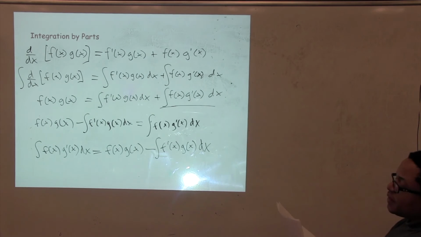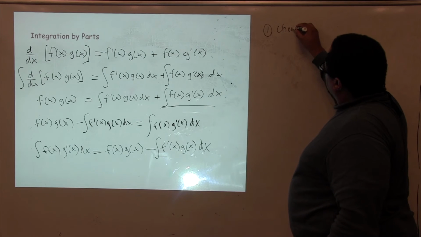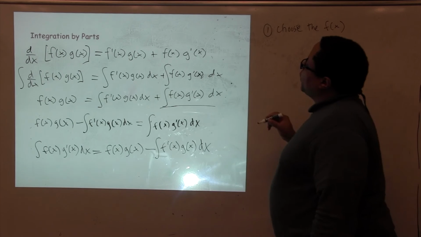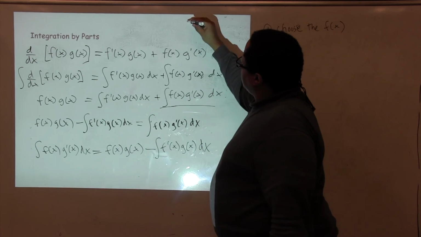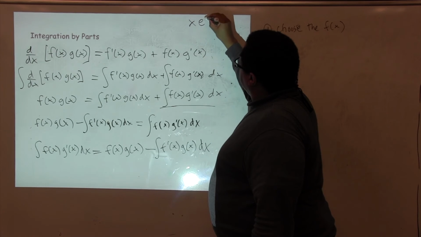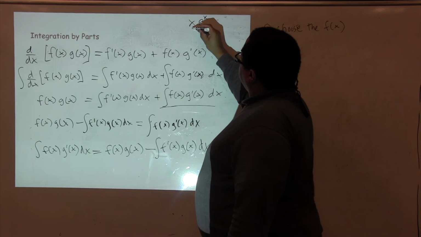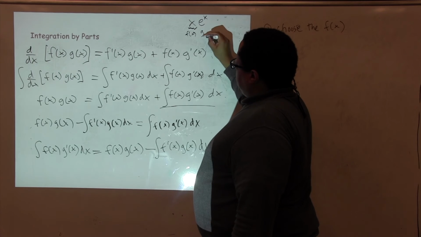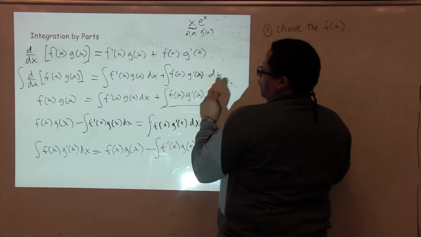So what are the steps you need when you're doing integration by parts? Well, step one, you choose the f of x, right? So remember when I said an example of f of x times g of x is x times e to the x, right? And I have two choices. I could either choose this as my f of x and that as my g prime of x, right? So if I did that, say I had an integral involving these, right?